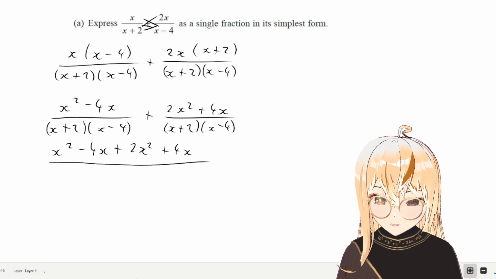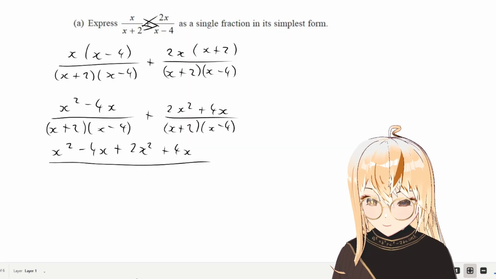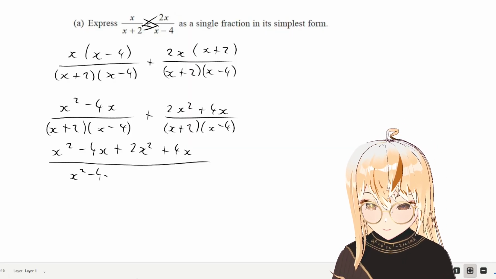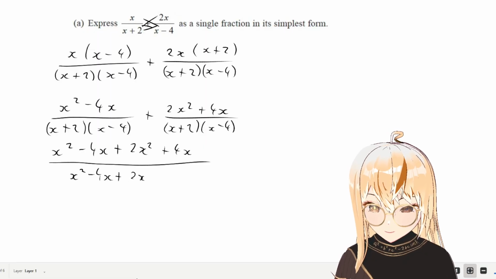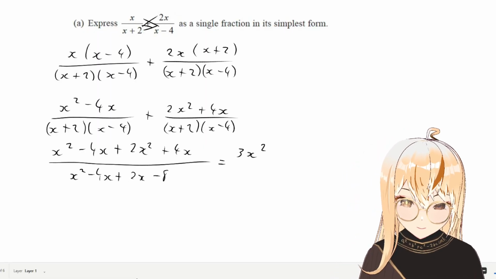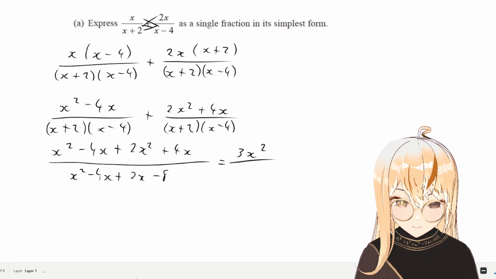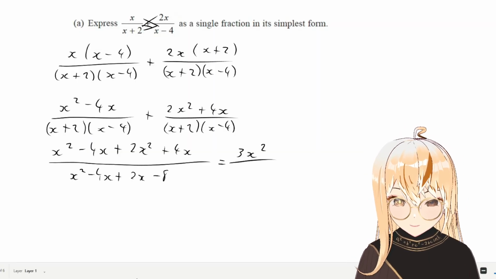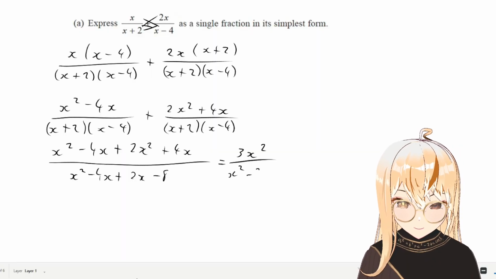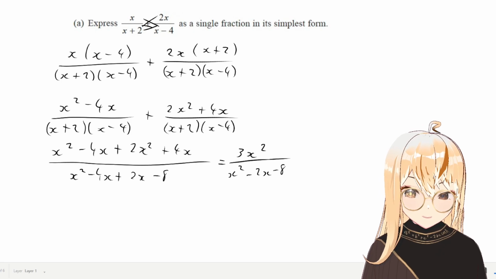over this. Well, now I could expand out the denominator, which will give x squared minus 4x plus 2x minus 8. And this is getting pretty long, but bear with me here. The minus 4x and the plus 4x will cancel out, and the denominator will be x squared minus 2x minus 8. And that looks pretty nice.